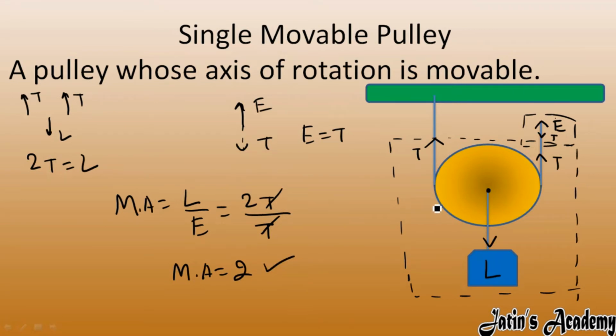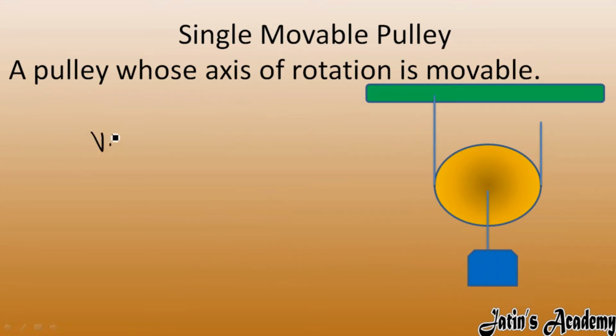Now we have to calculate the velocity ratio. For the velocity ratio we have displacement of effort over displacement of load. Here you are applying the effort, so this is the displacement of effort. And when you are applying the force, the whole string will move in the upward direction, so the load will also move in the upward direction. This is the displacement of load.